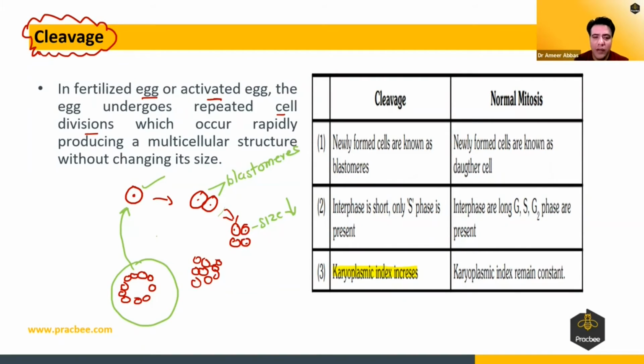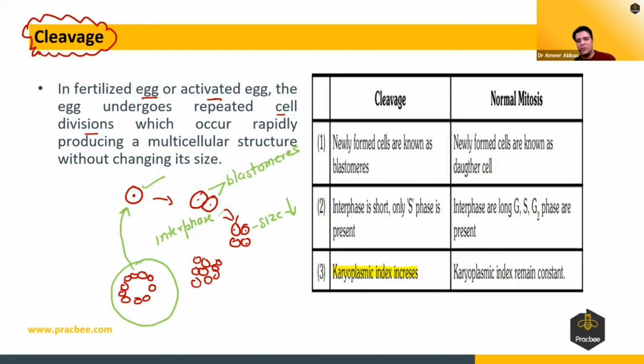You can see here, they are multiplying or repeatedly producing. So there will be a very fast interphase, because interphase is a phase where DNA synthesis occurs. Every new cell requires DNA, so interphase occurs very fast and is a very short phase. Each cell is not growing in size but growing in number. Only the nucleus is increasing.